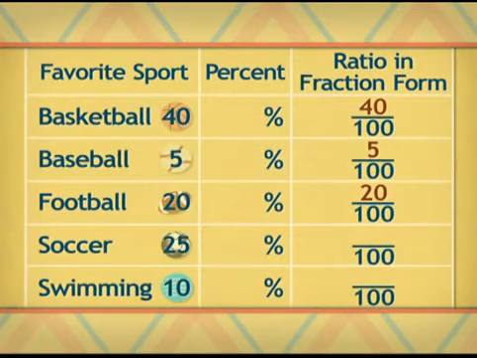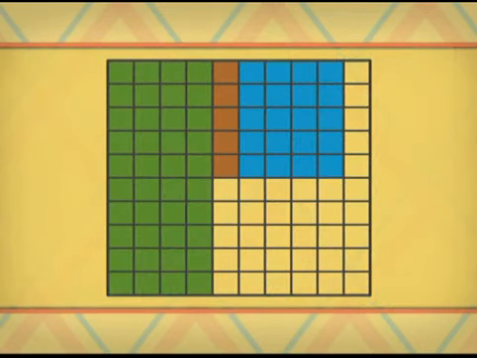What is the ratio of students who chose soccer as their favorite sport? That's 25/100, or 25/100ths, we can say. So what should we do with our grid this time? We should color 25 squares. So choose another color and shade in 25 squares.